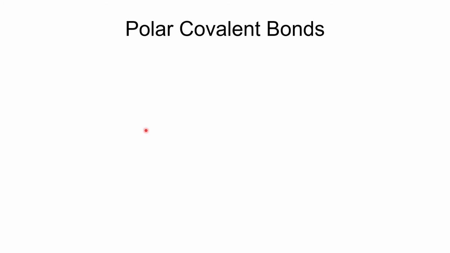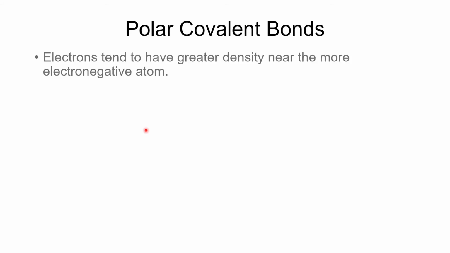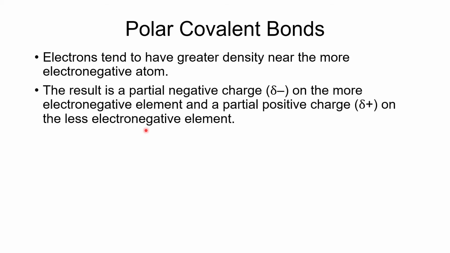All right, so we want to look at polar covalent bonds. Electrons tend to have a greater electron density near the more electronegative element. The result of this is that we get a partial negative charge on the more electronegative element and a partial positive charge on the less electronegative element. We represent the partial negative charge by putting a lowercase Greek letter delta with a minus right afterwards, and a lowercase Greek letter delta with a plus for the partial positive.